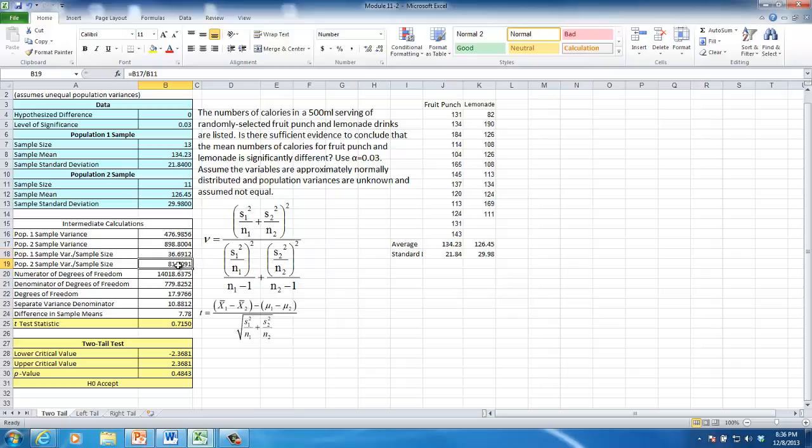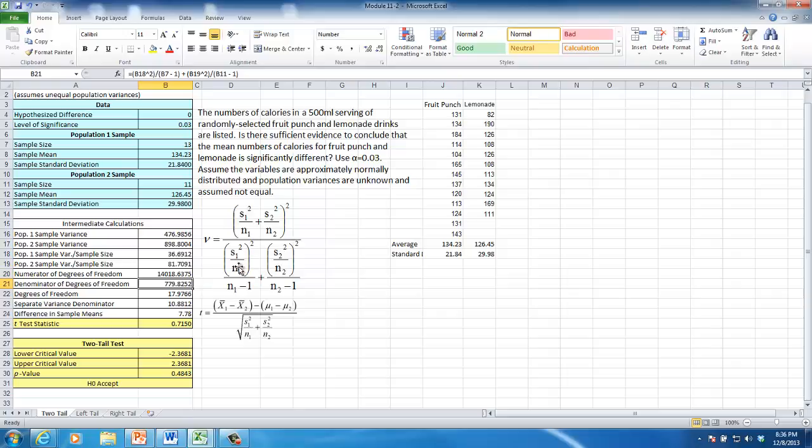And then for sample 2, B17 divided by B11. B17 is this divided by the sample size, B11. So in order to find the numerator, I need to add up this and this, which is B18 plus B19, and then take the square of this. So I'm done with the numerator. Now I need to find the denominator as well.